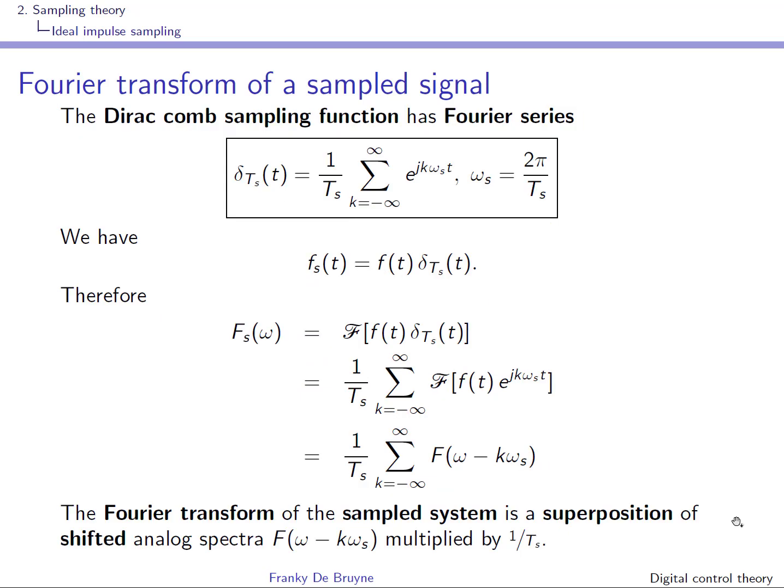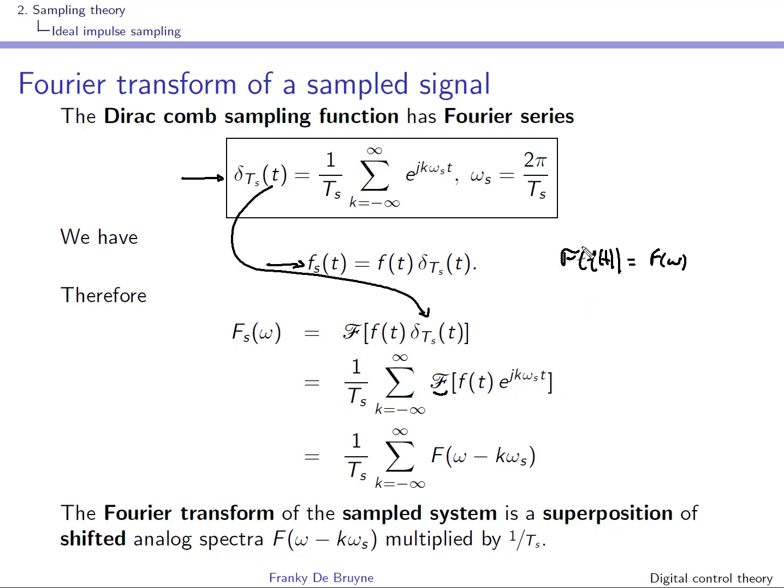So we have shown that the Dirac-Comb has a Fourier series that is given over here. The sampled signal is obtained as follows, and we know also that the Fourier transform of f(t) is given by F(omega). To obtain the Fourier transform of the sampled signal, we can use the linearity properties. So we plug this one in here, and we use the linearity property of the Fourier transform, and this is what is obtained.